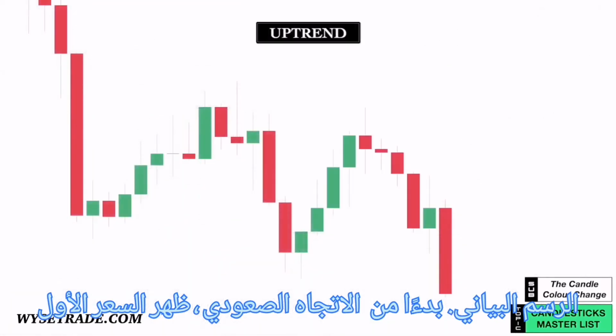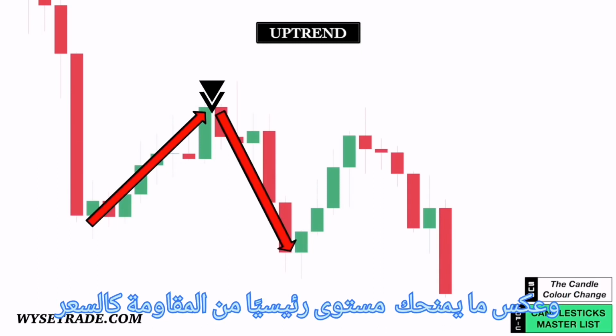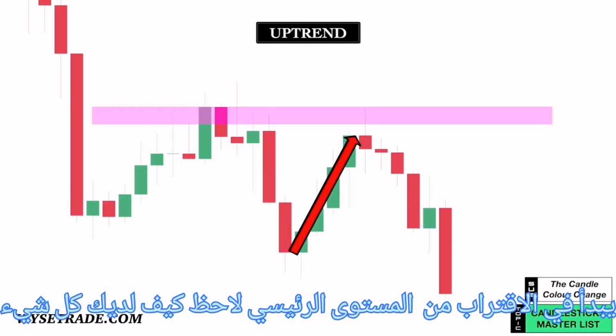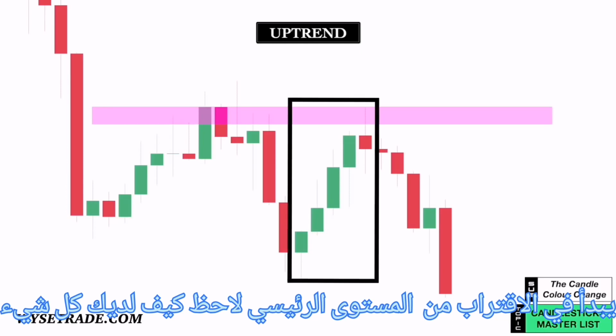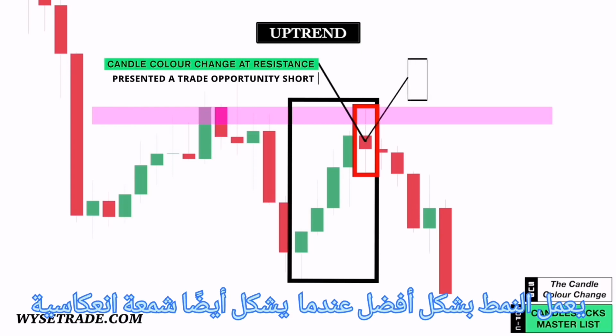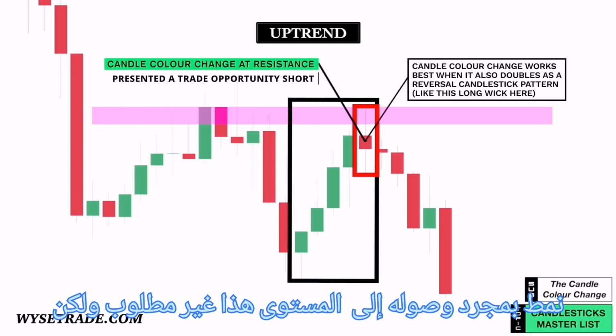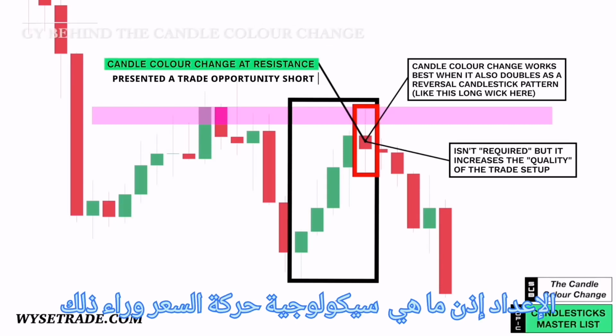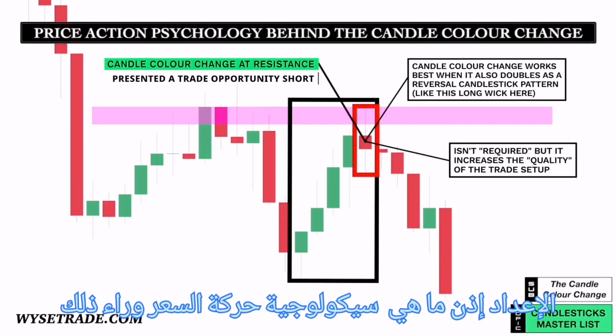Starting with an uptrend. First, price came up, hit and reversed, giving you a key level of resistance. As price starts approaching the key level, notice how you have all green candles before a red candle finally appears. Now this pattern works best when it also forms a reversal candlestick pattern once it reaches the level. This isn't required, but when you have this combination, it will increase the quality of the setup. So what is the price action psychology behind this pattern?